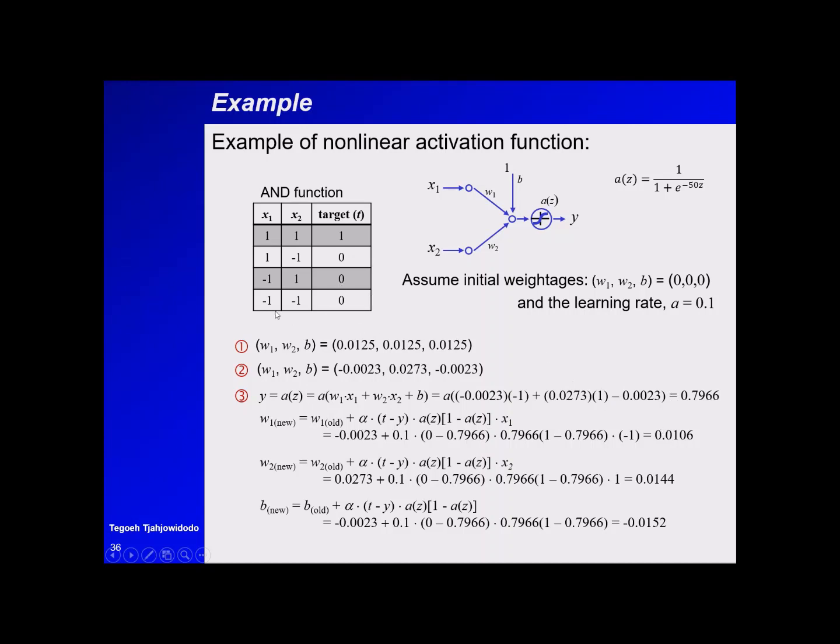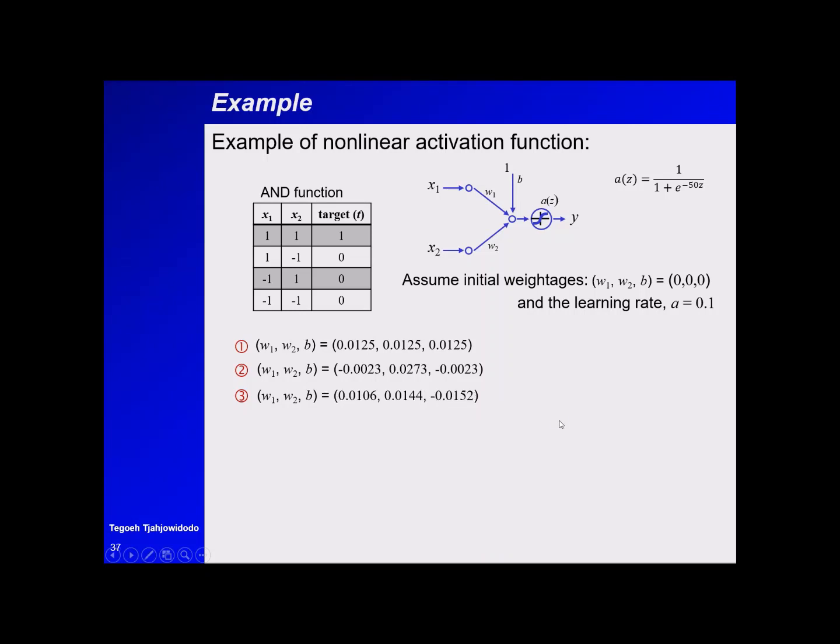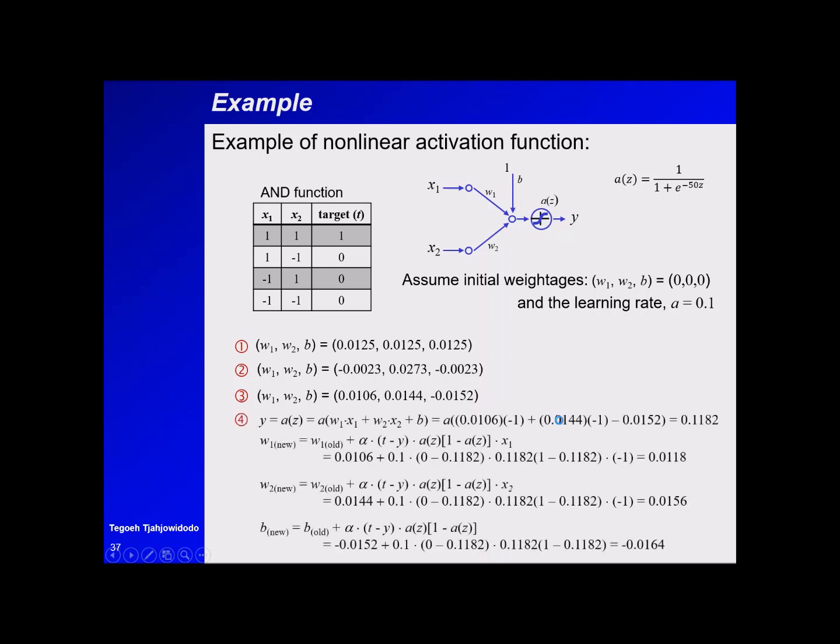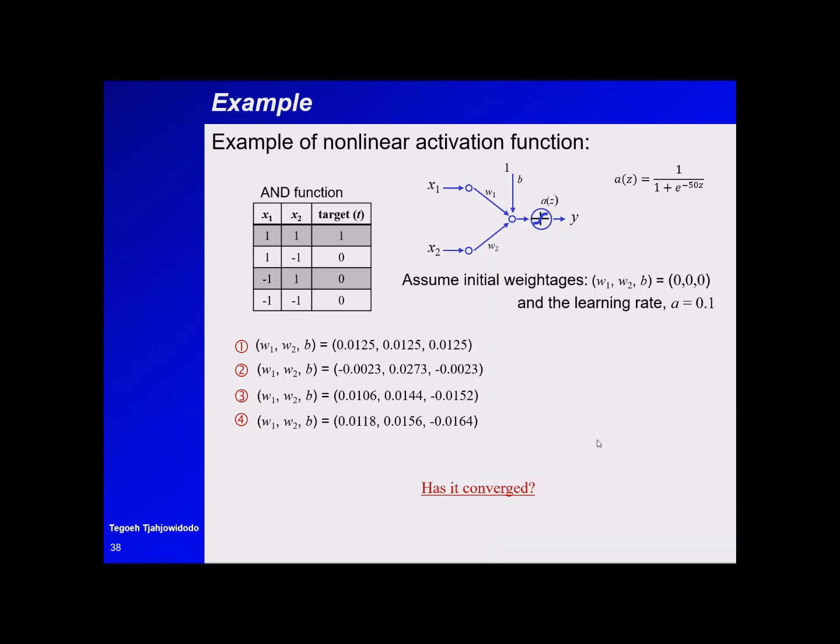So I will take the fourth data set to update it further. You can check it by yourself. I will do the same calculation again here, but of course I will use the updated weightages to update the weightages again in the next iteration. So you have to do it repetitively until it converges.